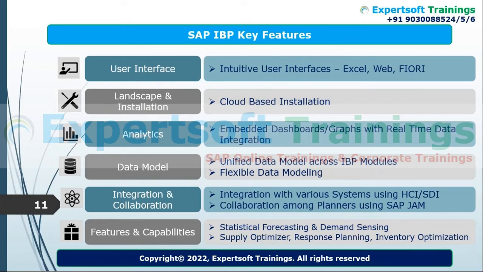And then for the integration and collaboration, we have SAP JAM, and we have CPI, SDI, RTI to get the data from other systems and to push those results back to their respective source systems. And the features we just now discussed.